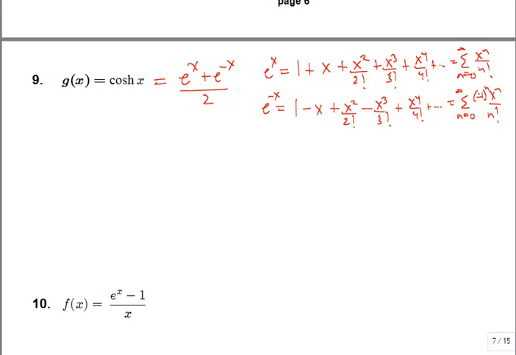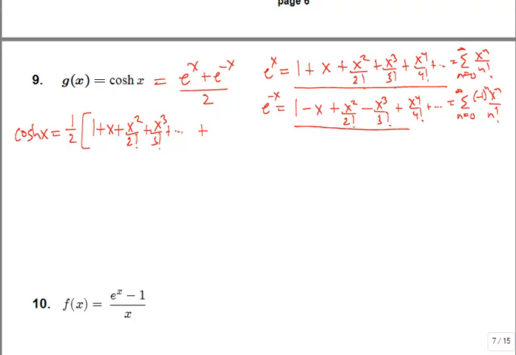So to get hyperbolic cosine, I'm going to take these two power series, add them together, and then divide that by 2. So for that division by 2, let's just call that a 1/2 out front. And let's take the power series for e to the x, which is 1 plus x squared over 2 factorial plus x cubed over 3 factorial, etc. And then I'm going to add to that this power series for e to the negative x. So 1 minus x plus x squared over 2 factorial minus x cubed over 3 factorial, etc.